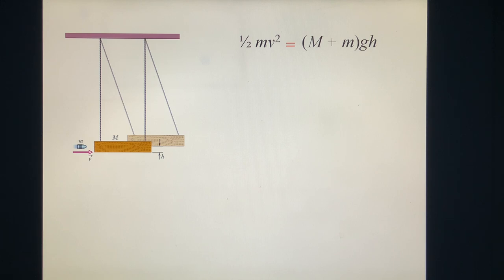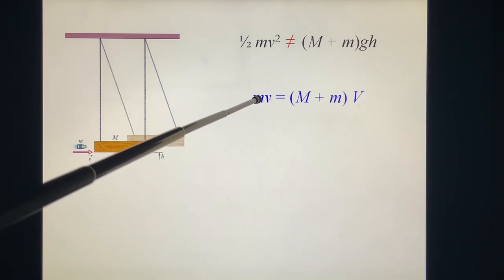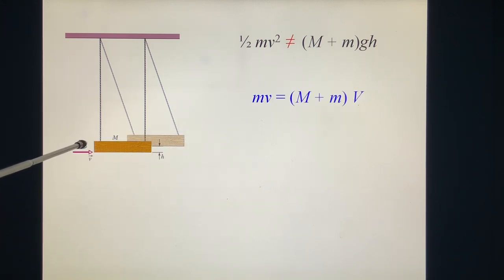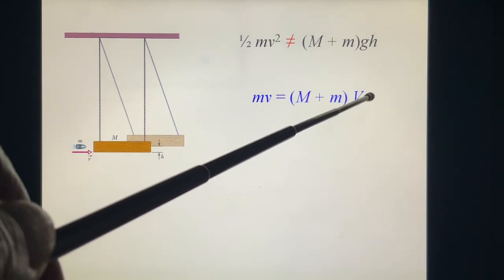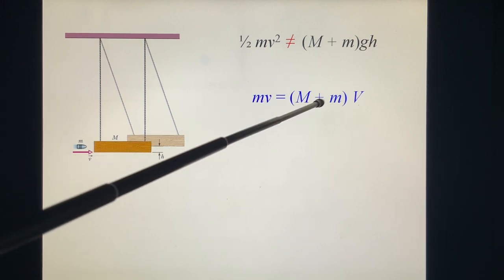Then whatever it is, linear momentum is conserved because the external force on this two-body system is zero, right? So the linear momentum is conserved. Before, the linear momentum is mv. After they move together, it is (m plus M)v. This is a linear momentum conservation.